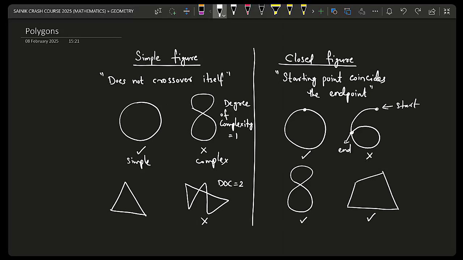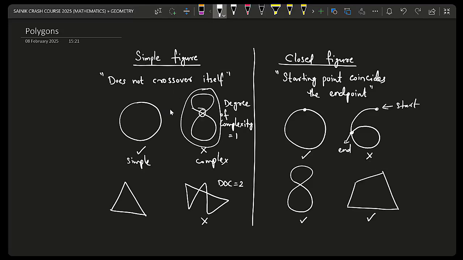Okay. Ashwardhan, what's your doubt? Sir, I not understood degree of complexity. Degree of complexity means the number of times crossover is happening. That is called degree of complexity. Sir, why? See, it is a definition. The number of times it is crossing over. This number 8 is there.